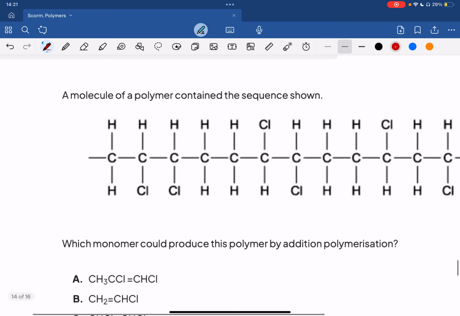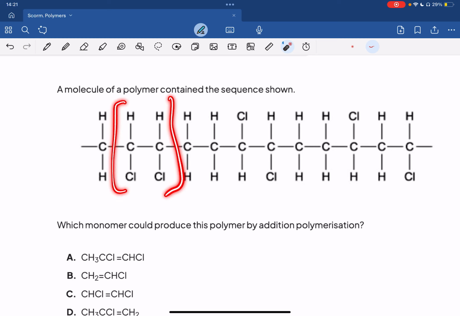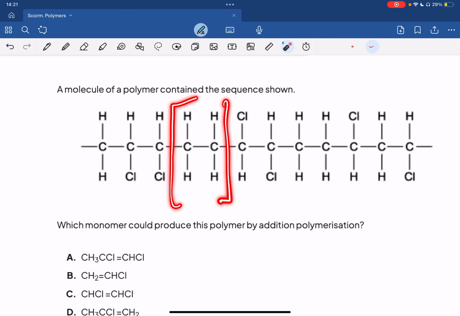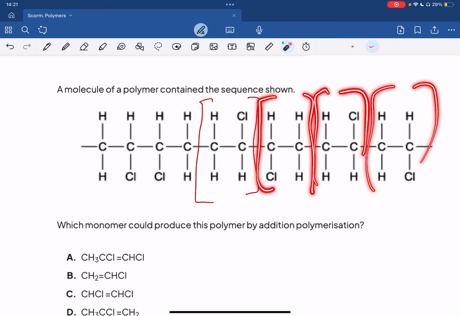Let's discuss another one. Again, first of all you have to choose which one is the repeating unit. So let's see, HCl and HCl. What about these two? No, it's not repeating because we have other things. What about this one? HCl. Okay, let's take a look at this one. H. It cannot be because we have something different. So the repeating unit is this one, because we have the same things again and again.